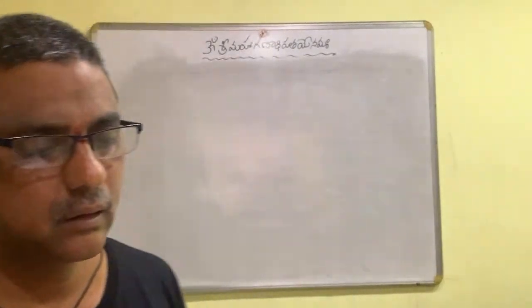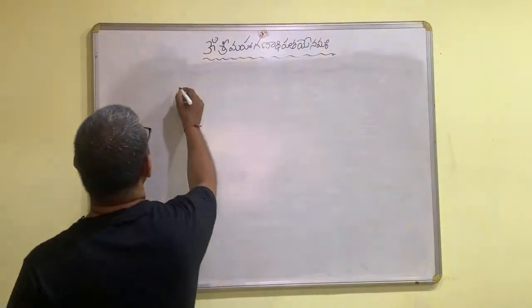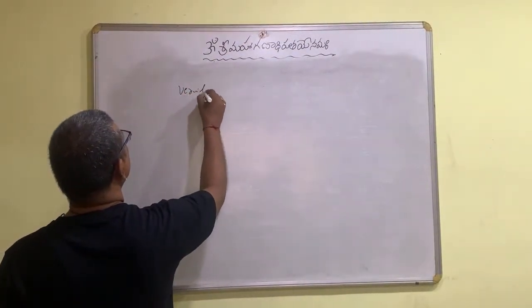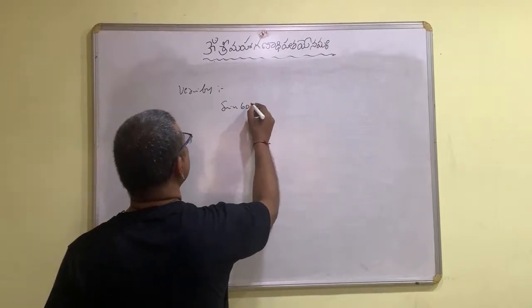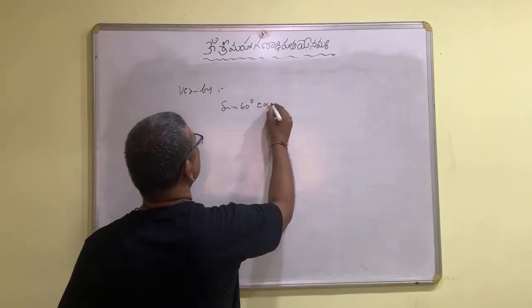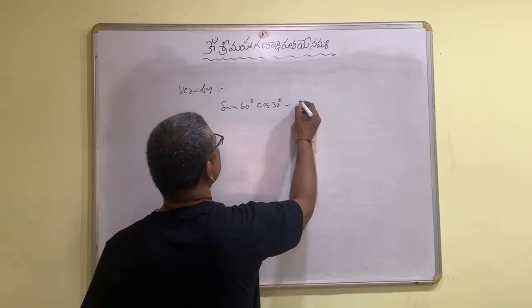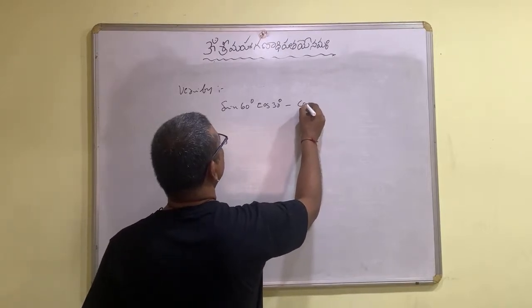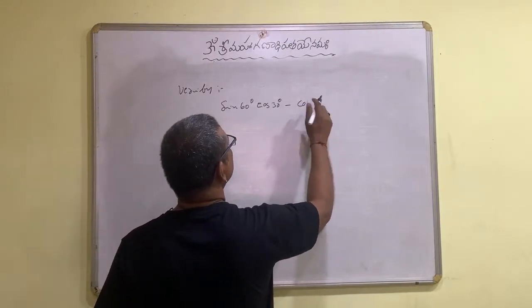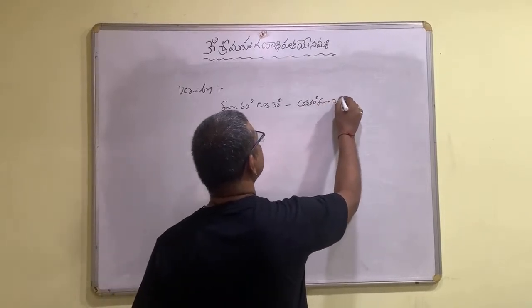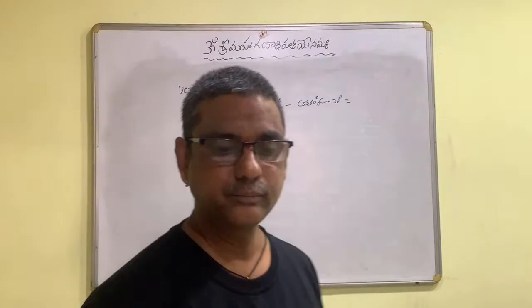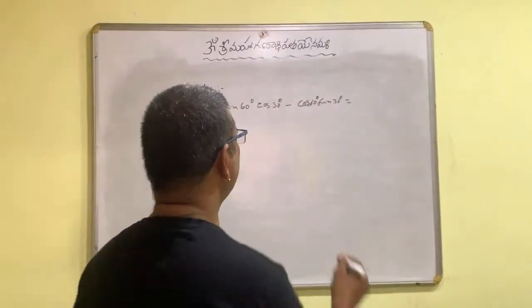Moving on to next question. Verify: sin 60 degrees cos 30 degrees minus cos 60 degrees sin 30 degrees is equal to sin 30.